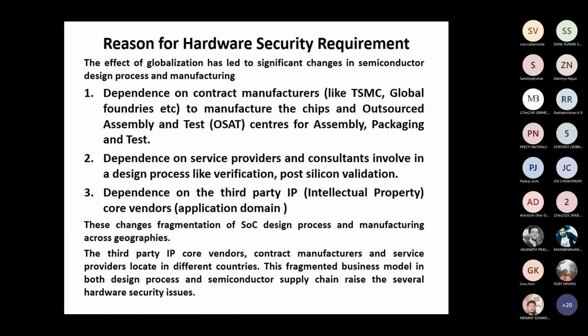And we have to depend on OSAT for the testing, and the reason for not having this is again the cost. It is too expensive, and unless we manufacture in bulk numbers, we will not be able to meet the cost aspect, and therefore we will become a loser.